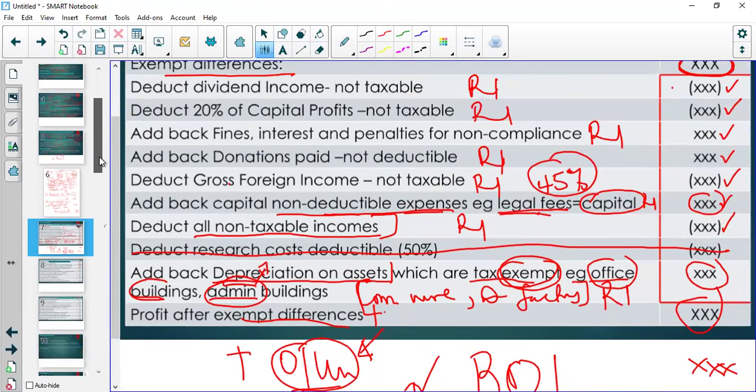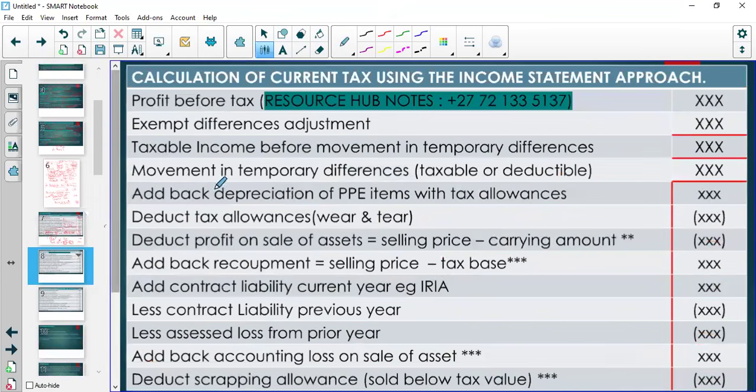Then from the exempt differences, we come to the calculation of current tax using the income statement approach. Like I told you, for me, it was a huge struggle. It was a huge struggle, not because it's difficult. It's much easier, actually, than the statement of financial position approach, except that you were not prepared from January, February, March, April, nobody was telling you that. So you were not prepared.